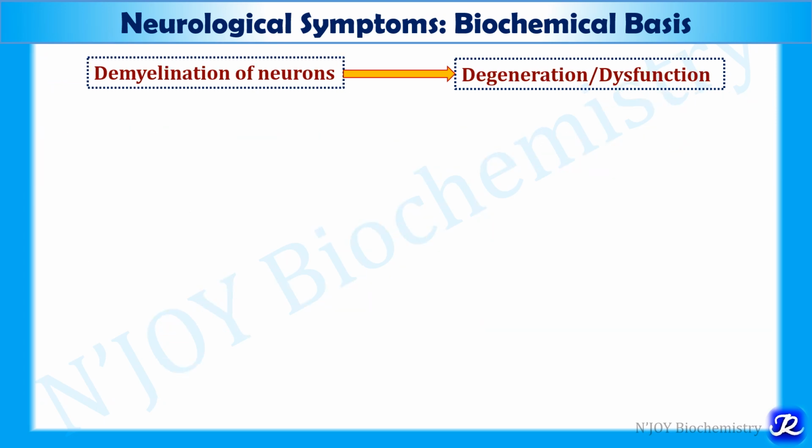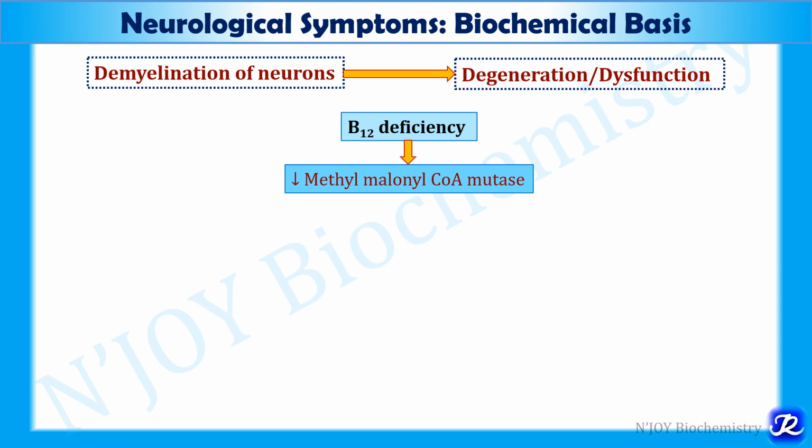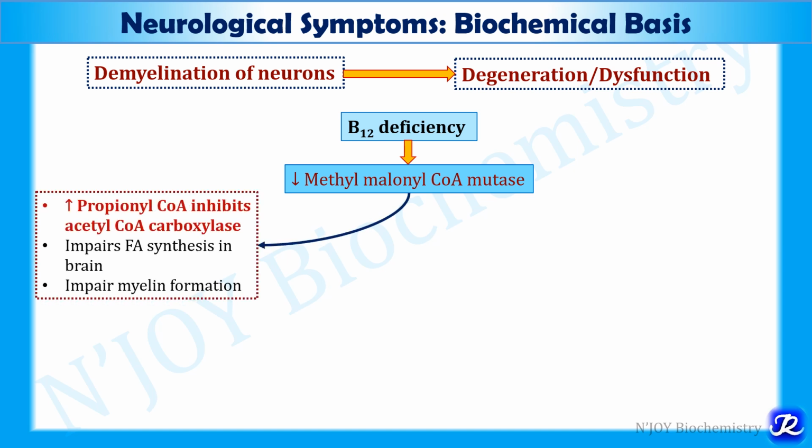Another reason for this neurological symptom is vitamin B12 deficiency, that is the deficiency of deoxyadenosyl cobalamin, which is required for the action of methylmalonyl CoA mutase. In this process succinyl CoA cannot be formed, and there is accumulation of methylmalonyl CoA as well as propionyl CoA. So increased concentration of propionyl CoA inhibits the acetyl-CoA carboxylase enzyme, which is required for fatty acid synthesis, and fatty acid synthesis is important for myelination of neurons. So due to impairment of fatty acid synthesis, myelin formation is impaired.